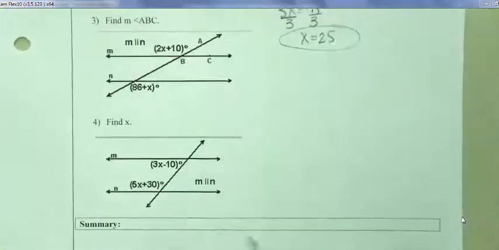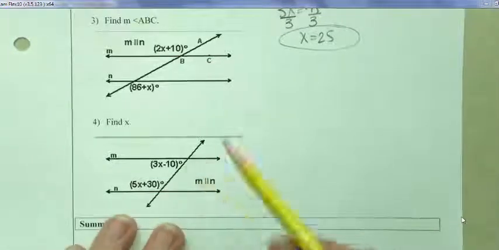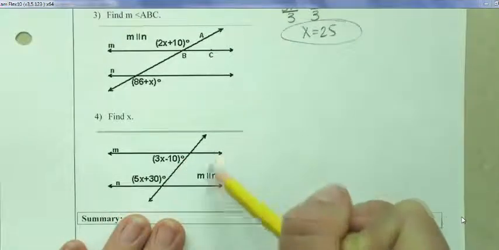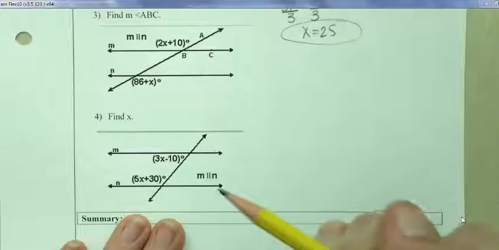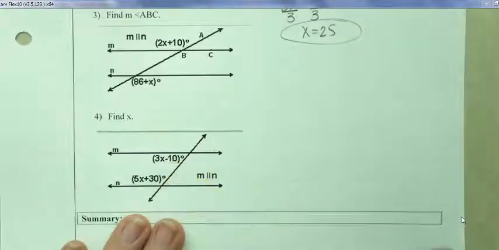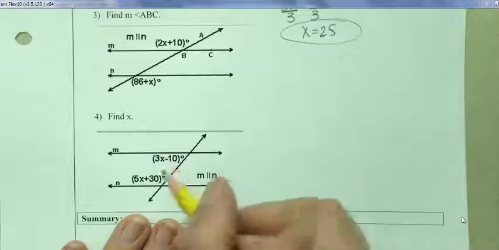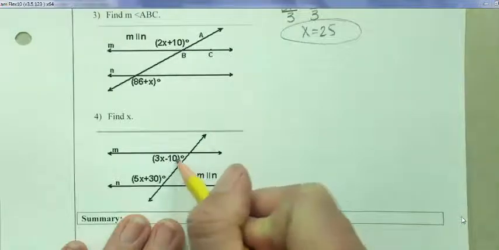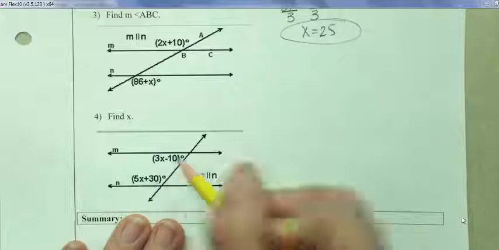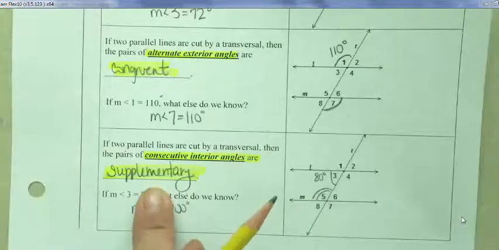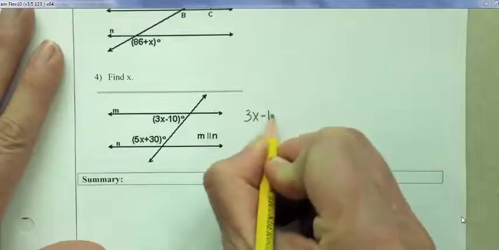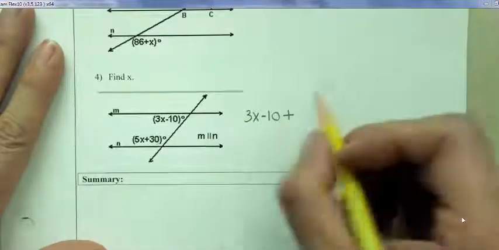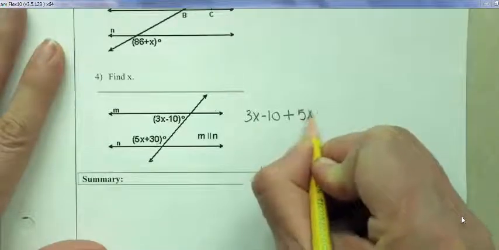All right, and then moving on to number 4. Again, M is parallel to N, making these a special angle pair. What special angle pair do we have here? That's right, they're consecutive interior angles. So how do they relate to one another? Well, consecutive interior angles are always going to be supplementary. So these two angles, if I add them together, will give me 180 degrees.